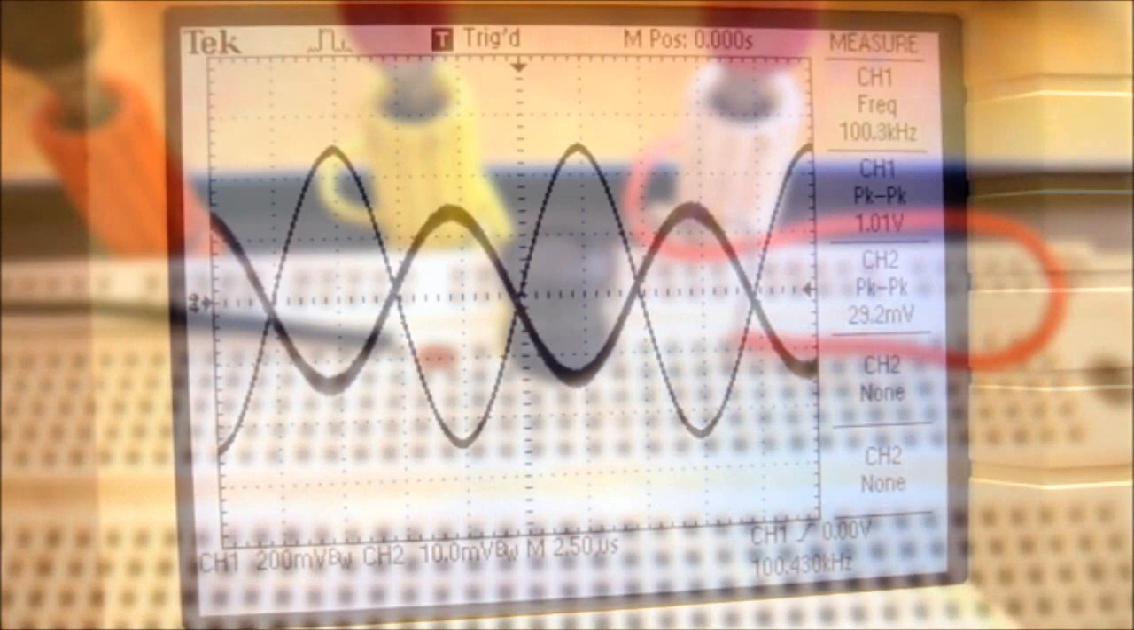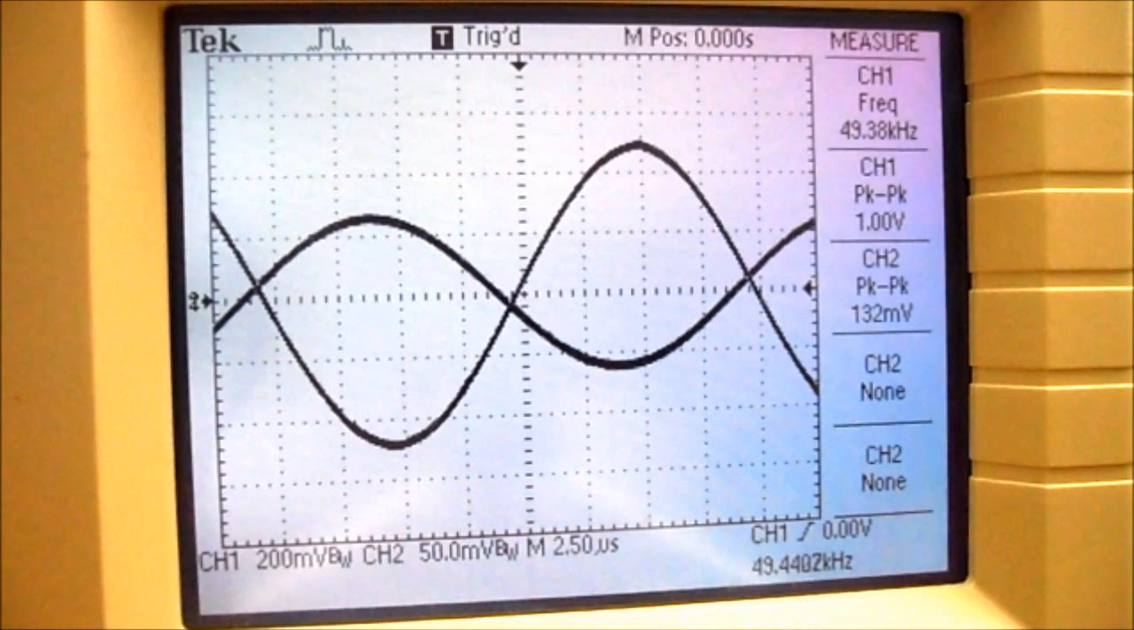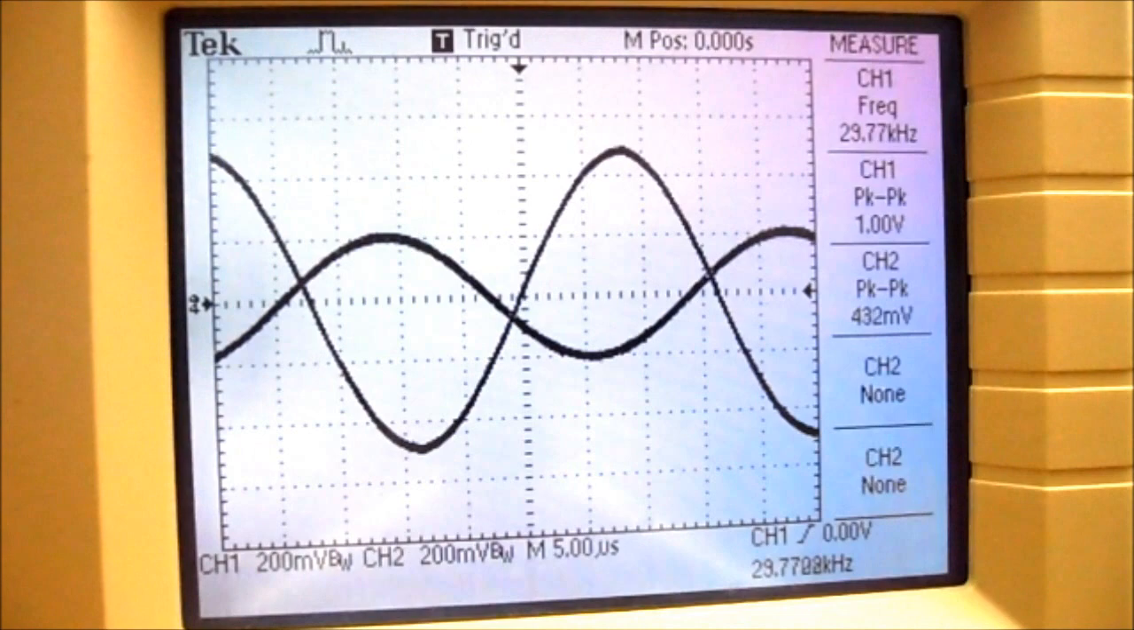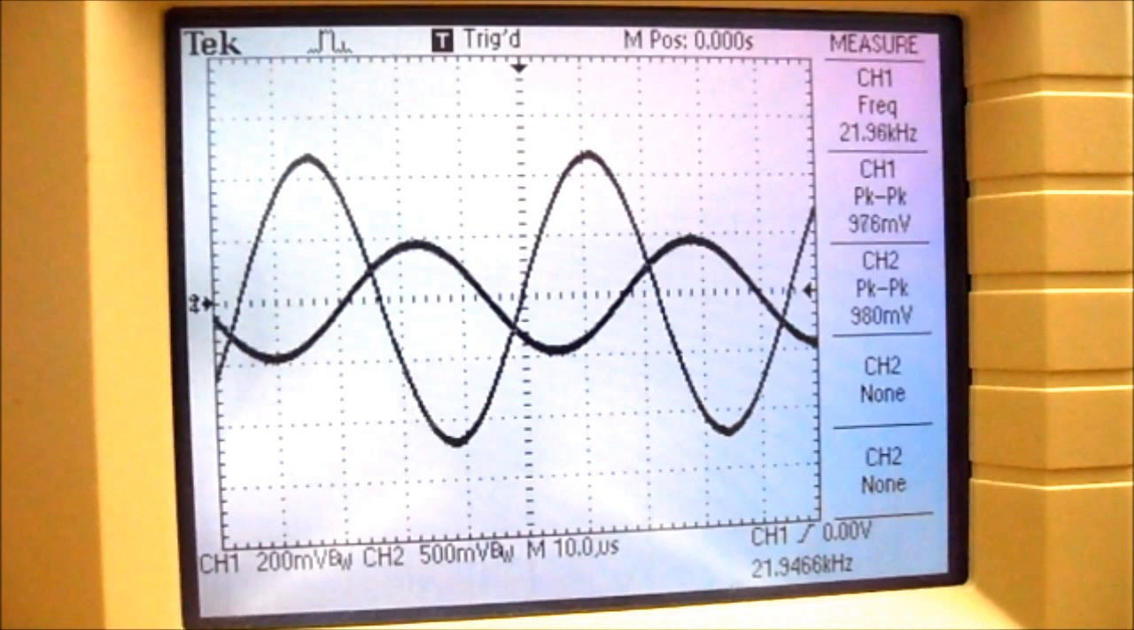Since I'm already at 100 kilohertz, I'm going to take my readings going backwards. At 100 kilohertz, I'm at 30 millivolts. At 50 kilohertz, I'm at 130 millivolts. At 30 kilohertz, I'm at 440 millivolts. At 20 kilohertz, I'm at 1.22 volts. At our second corner frequency, F2, 21.9 kilohertz, the voltage across the capacitor is 980 millivolts.